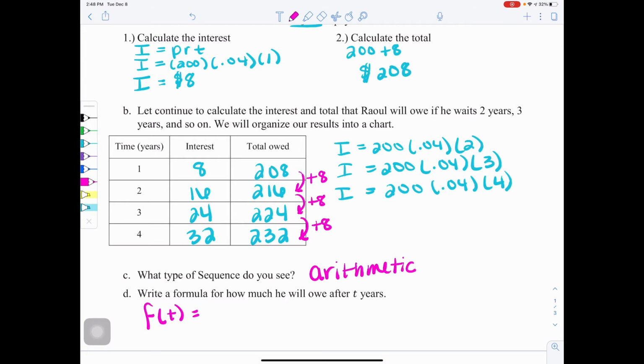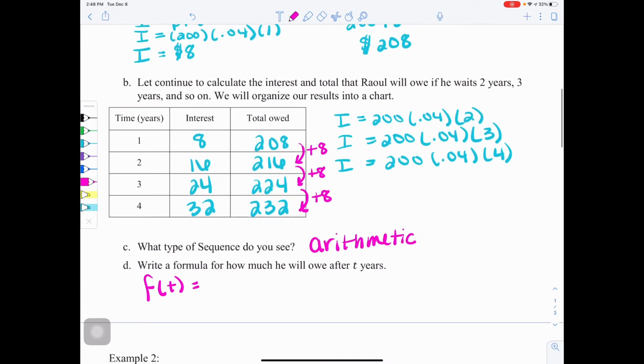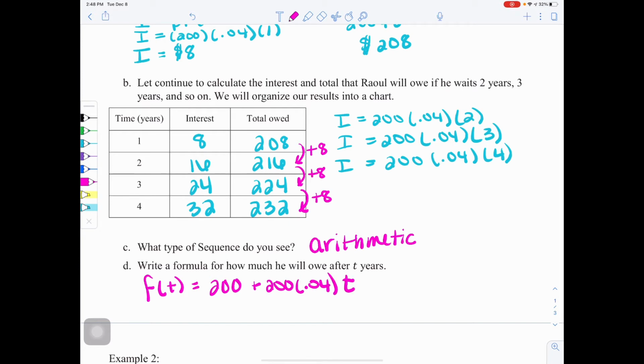Now think about what we did up top. In order to find the total, we have to find the interest, but then we have to add it to the principal amount. So our principal amount was $200. We have to pay that back no matter what. We also have to pay back 4% of that $200. So 200 times the 4% as a decimal, but then instead of plugging in a number for our time, we'll leave it t so that we can use it to find out for any time.